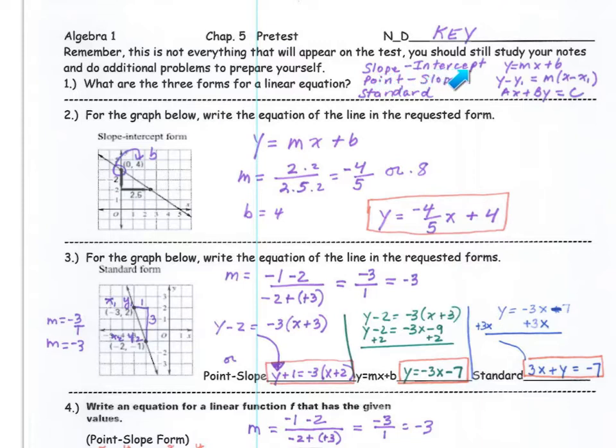We have slope-intercept form, which is y equals mx plus b. That form is best when you know the slope, and you can easily identify the y-intercept either from a graph or from knowing that the point on the line is (0, some y number).